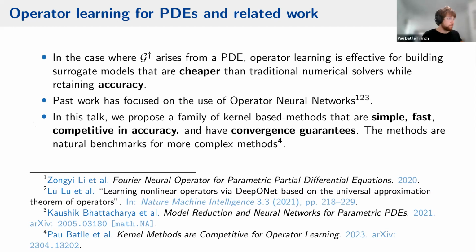So today we're going to propose a family of kernel-based methods that present several advantages: they are simple, fast, and competitive. They're also interpretable, in the sense that you can easily understand what each part of the algorithm is doing, and they come with theoretical convergence guarantees. We argue that these methods can be natural benchmarks for more complex methods, both already pre-existing and future methods, because they are very simple to implement and very fast to run. So they are a very good benchmark for future algorithms.